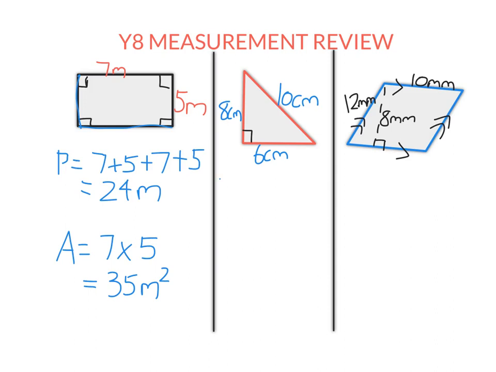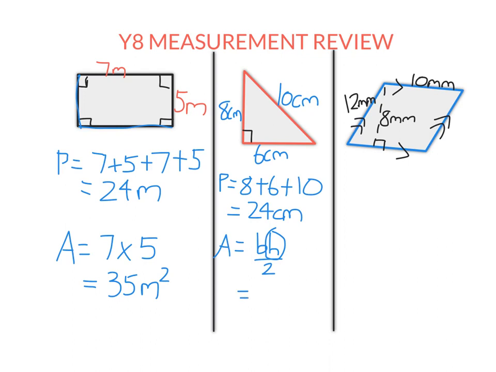Perimeter is again very easy. It's got 3 sides, so we just add them all up. 8 plus 6 plus 10, which gives you 24, and of course it's in centimeters. So the area of a triangle is base times perpendicular height over 2. Whenever you see an h in any formula in measurement, it always means perpendicular height.